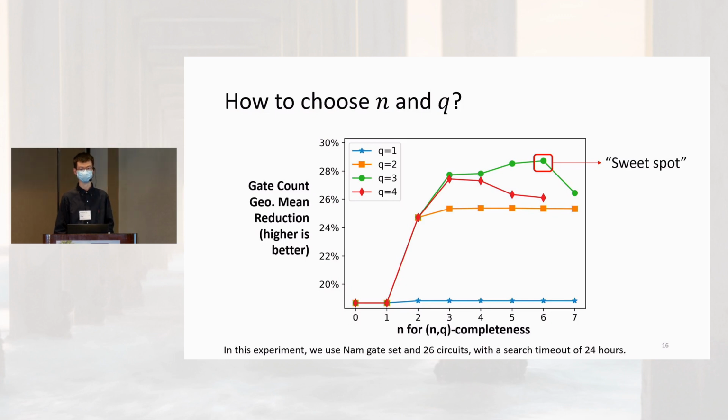Is the reason that it needs to run that long because you have so many transformations and it's just trying them all out? Yeah, kind of. If you set the search timeout to only a few minutes, for example, the figure will be different. The N equals 6, Q equals 3 setting will maybe choke, so you need a smaller transformation set. Okay, thanks.